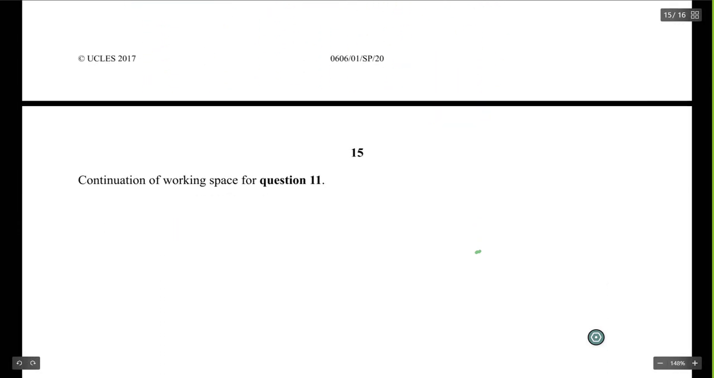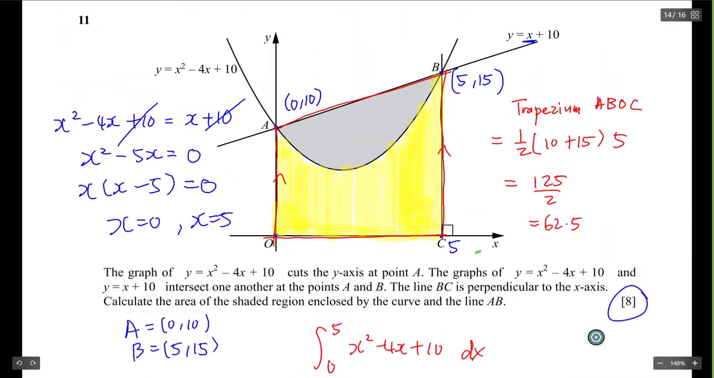Yep. This is everything about this paper.